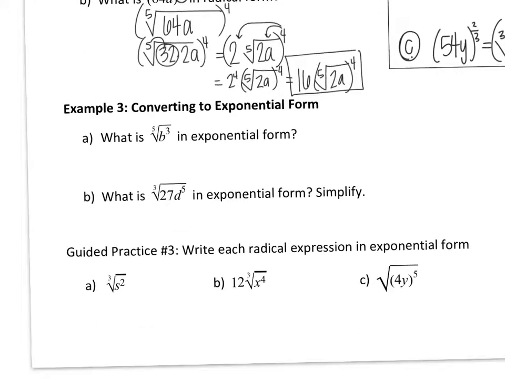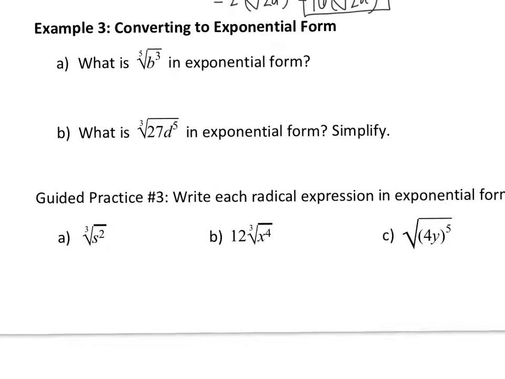Okay, example 3, converting to exponential form. So now we want to go backwards from what we just did. Your top number was your exponent and your bottom number is your index. So my top number is my exponent. So I make that exponent the top number, and my bottom number is the index. So I make my bottom number the number we have for the index, and that's my answer.